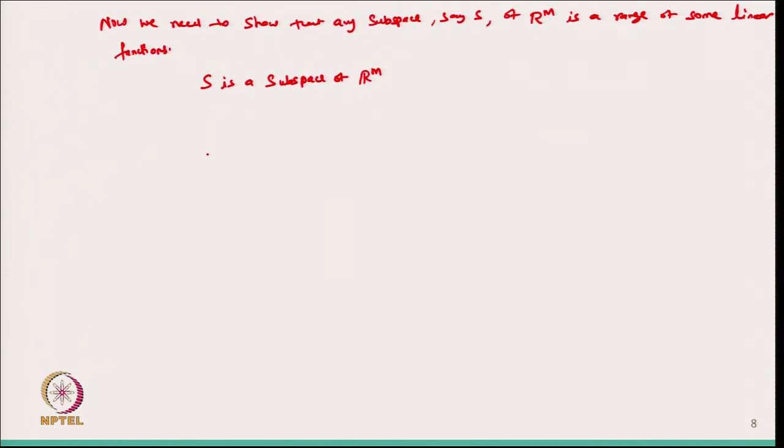Now, the f is a map from Rn to Rm. So, that we already know. Suppose S is equal to span of v1, v2, up to vn, because S is a subspace of Rm. So, I know that it can be spanned with the vectors. So, say I have taken v1, v2 up to vn. So, these vectors are spanning the whole subspace S.